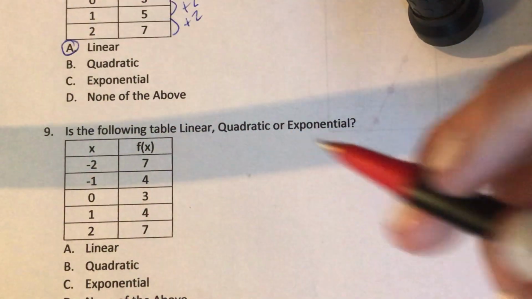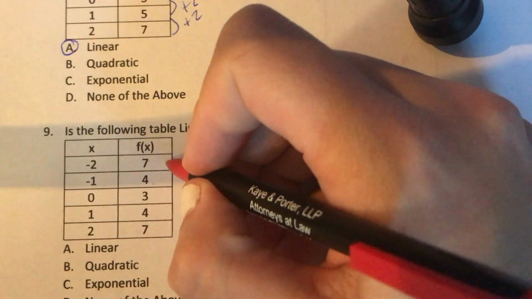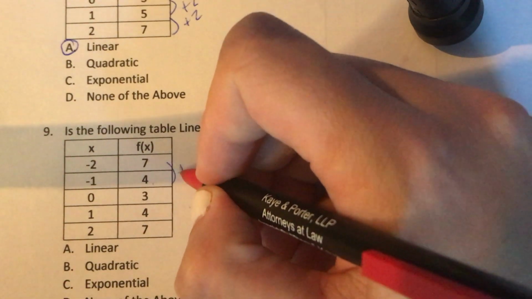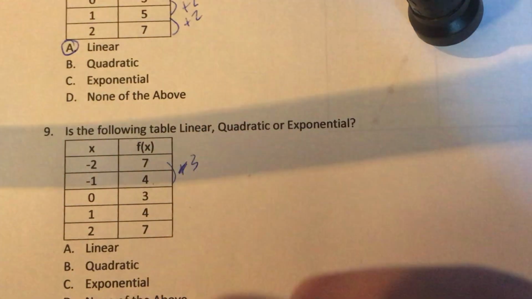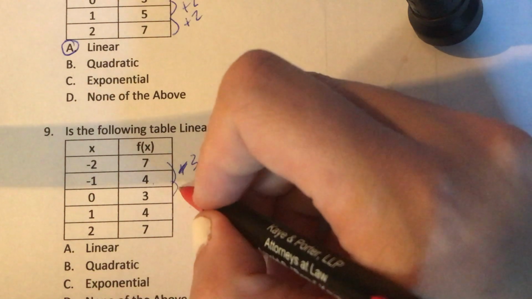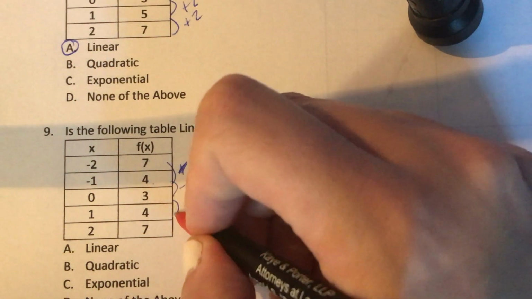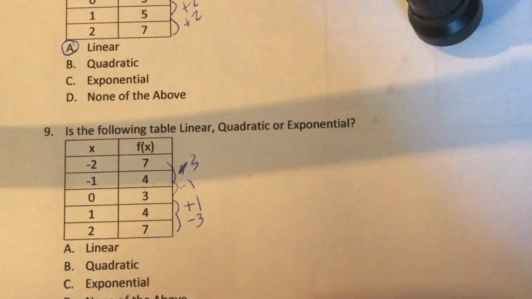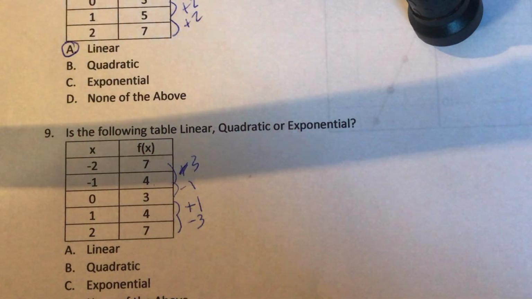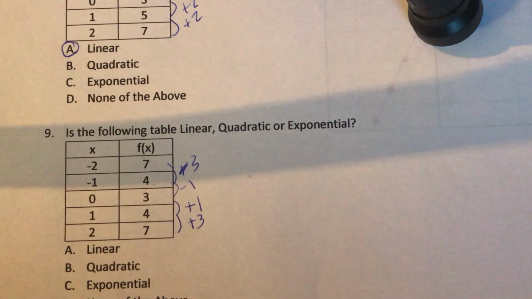Okay, let's go down to this one. Here we always want to check for linear first. Okay, so from 7 to 4, we're subtracting 3. And then from 4 to 3, we are subtracting 1. Oh, look, we're adding 1, and then we are adding 3 again. So that does not meet our linear criteria, okay?